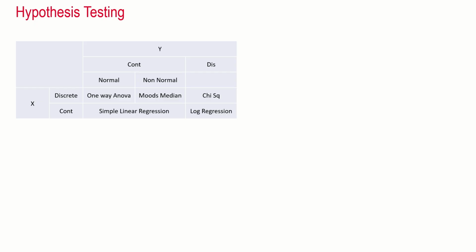The next tool is hypothesis testing. We know that y is continuous and x is discrete. If you look at this graph, your y is continuous, and it could be normal or non-normal. When your y is continuous and normal and your x is discrete, we use the one-way ANOVA test. When your y is continuous and non-normal and x is discrete, we use Mood's median test. When your y is discrete and your x is also discrete, we use the chi-square test. When your y is continuous and your x is continuous, we use simple linear regression. When your y is discrete and your x is continuous, we use logistic regression.